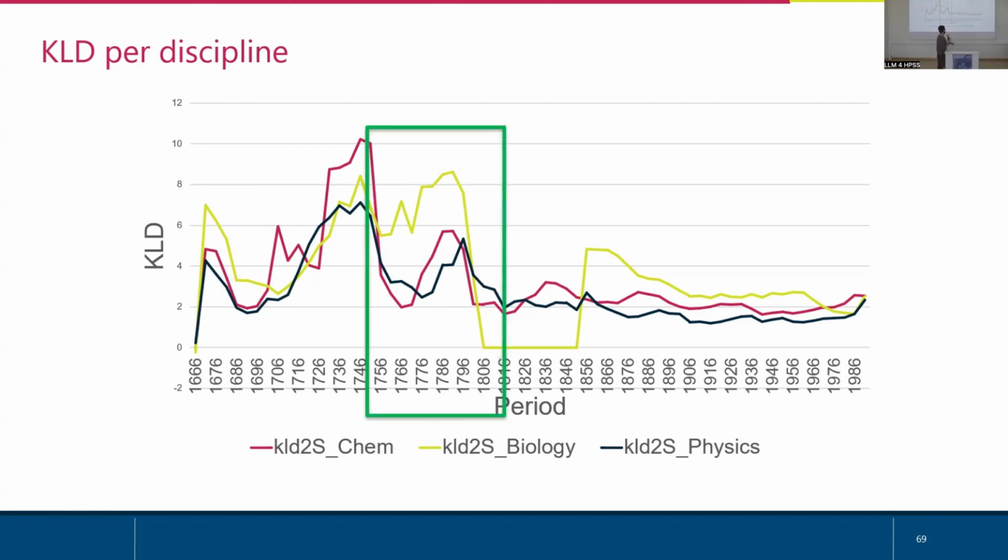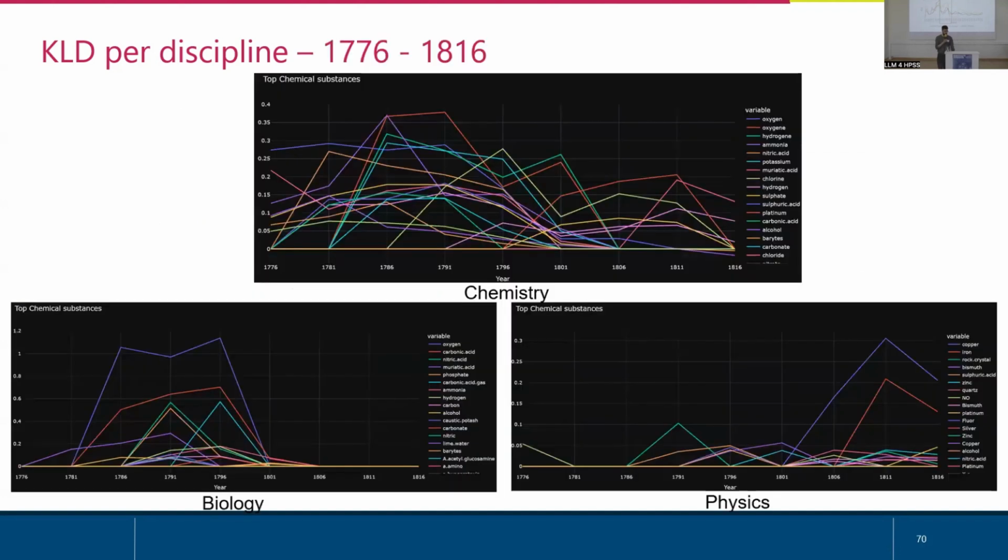Now, let's focus on this peak that we have in the late 18th century. What KLD also allows us to do is to zoom in and look at which features contribute to the divergence. In our case, we look at the chemical substances that are responsible for this change. What we see, for example, is that in biology and physics, we have 1 or 2 elements that have extremely high KLD in comparison to the rest, and they are basically pushing the change. But in terms of substances, we see basically the same elements in chemistry, biology, and physics.